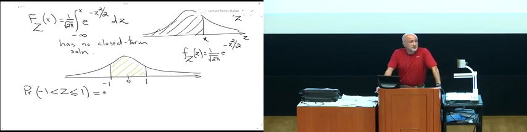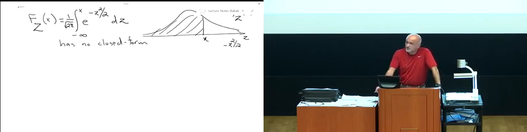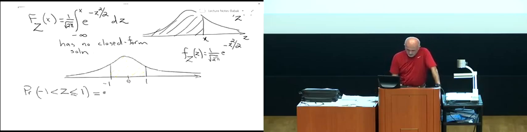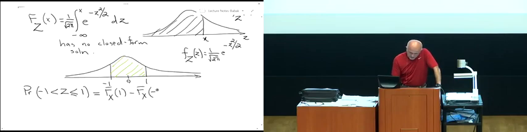Can you express this in terms of the CDF? Don't Google it. Sheesh. Just look at the diagram. What do I have to subtract from what? F at 1, and I subtract from that F at -1. But the table doesn't give me F at -1.